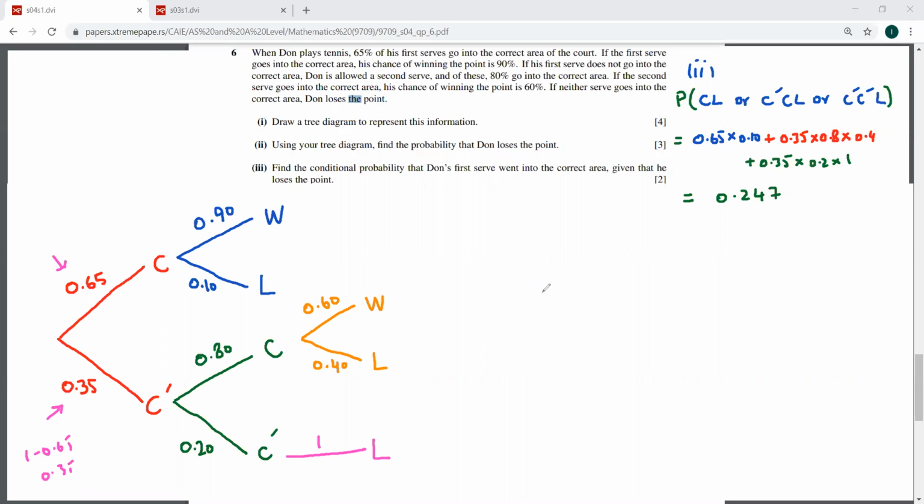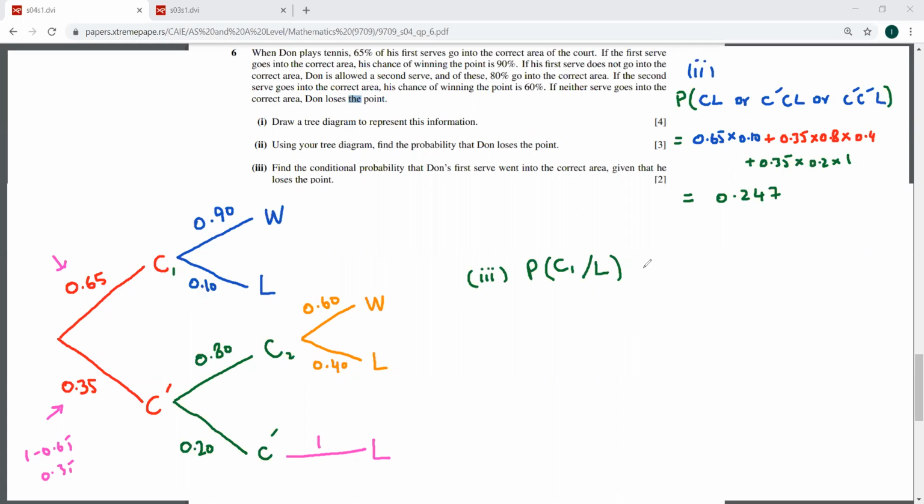It says find the conditional probability that Don's first serve went into the correct area given that he loses the point. So first of all, we must know how to write it down. He's asking us, the condition is that he is losing the point. So the first serve goes into the correct area. I'm just going to write here C1, and this is C2 over here.